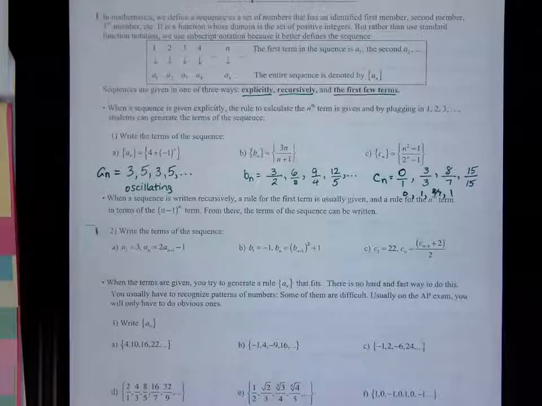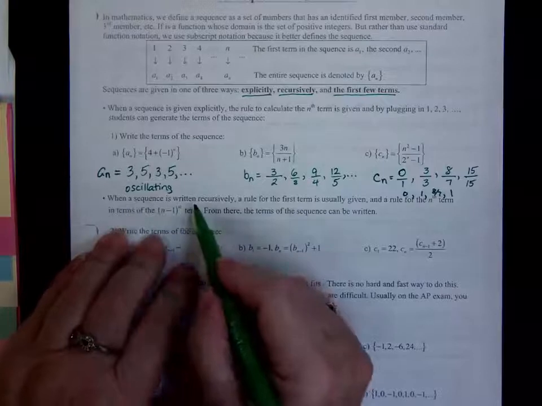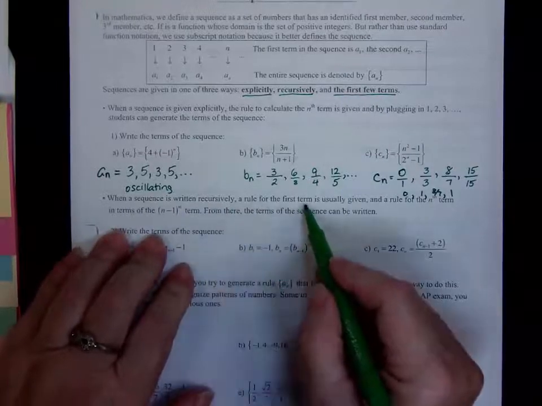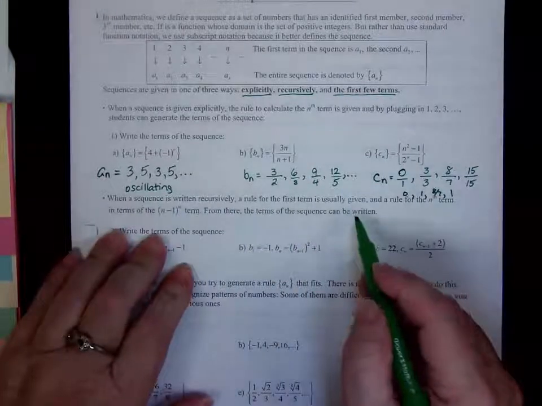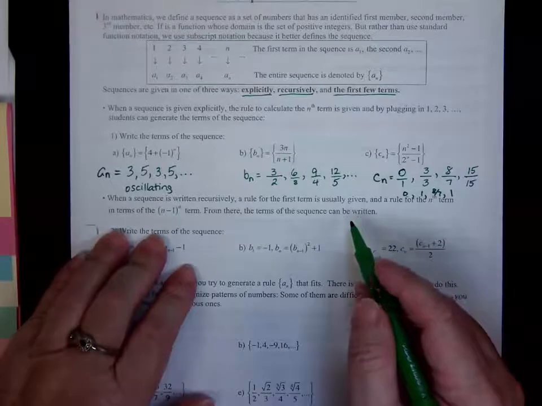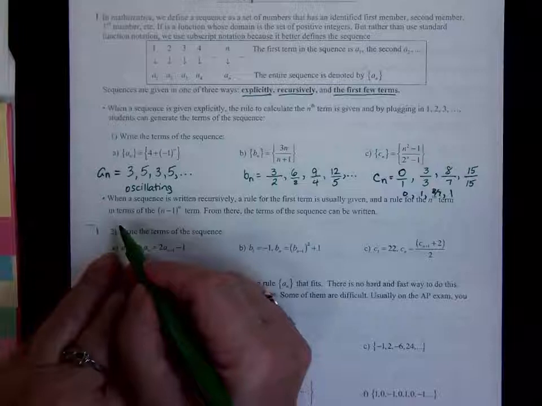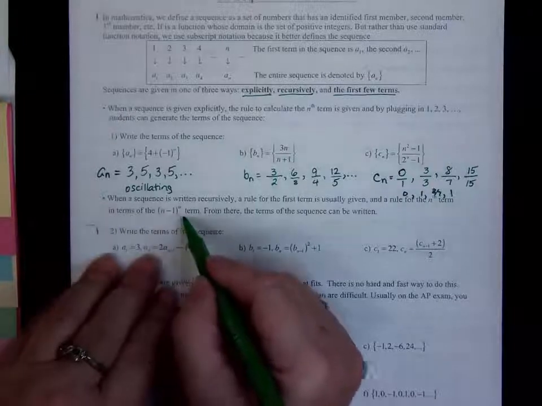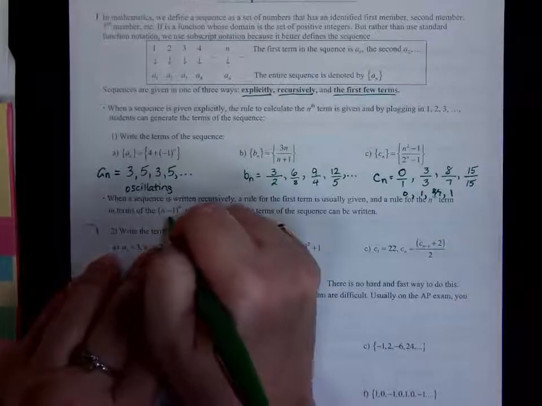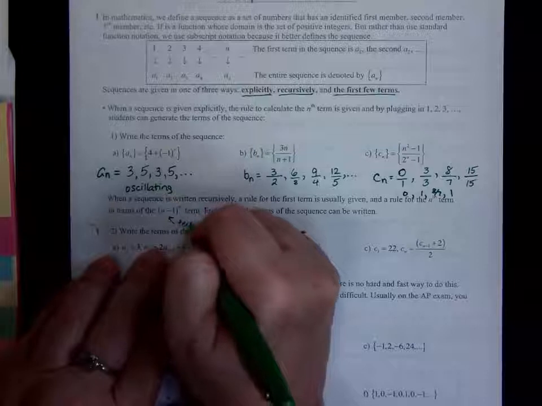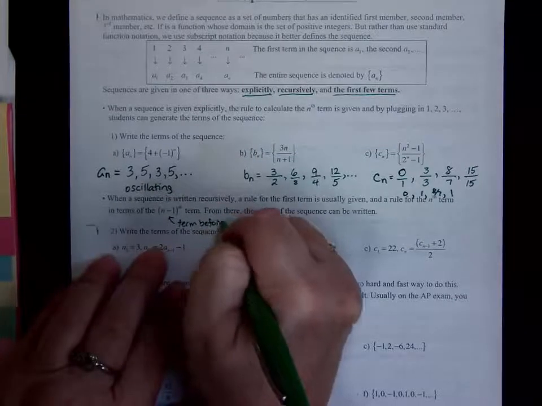Okay, now, the second thing we're going to talk about is what's called a recursive sequence. It says here, when a sequence is written recursively, a rule for the first term is usually given. Actually not a rule, it's just, this is the first term, here it is. And then they give a rule for the nth term in terms of the n minus 1 term. And the n minus 1 term is the term before it. That's an easy way to think of it.